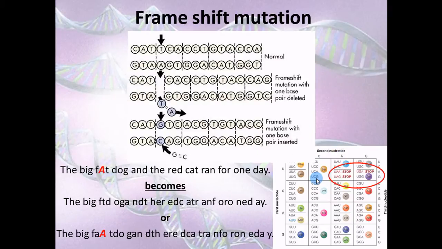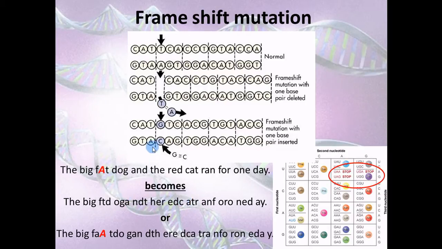These are the more dangerous because a frame shift, what happens is you lose an entire letter. So when you lose the letter, it changes how the whole sentence makes sense. Remember, every word has to be 3 letters long. So the big fat dog and the red cat ran for one day. If you lose just one letter, it changes every word beyond that. The big, and then look, 3 letter, 3 letter, 3 letter, all the way along. So it's like illegible.